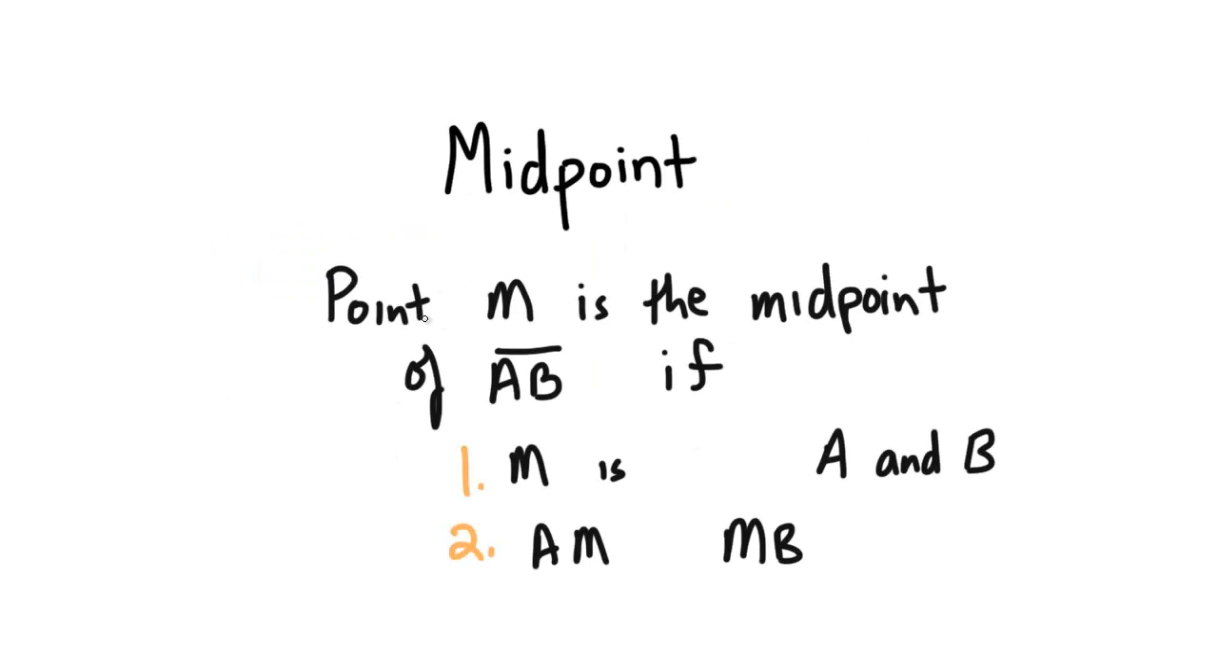Now we have enough knowledge to define what a midpoint is. By definition, point M is the midpoint of segment AB if these two criteria are met. The first one is that M is between A and B, and we already defined what betweenness is. The second one is that AM is equal to MB. So the distance of segment AM is equal to the distance of segment MB.